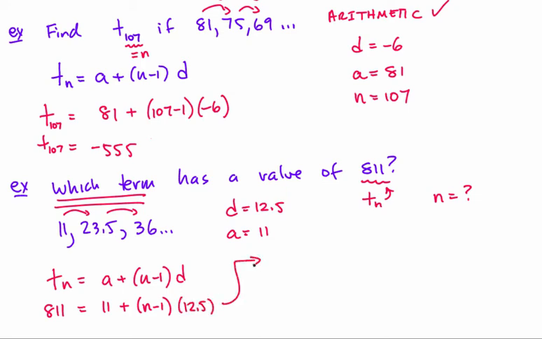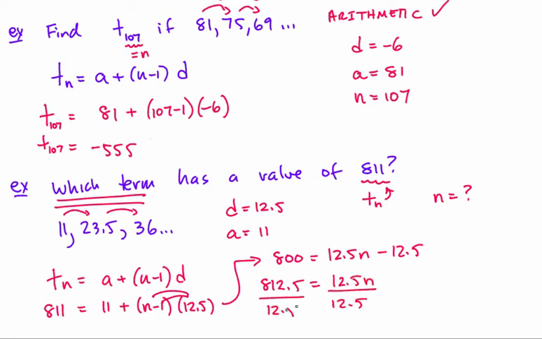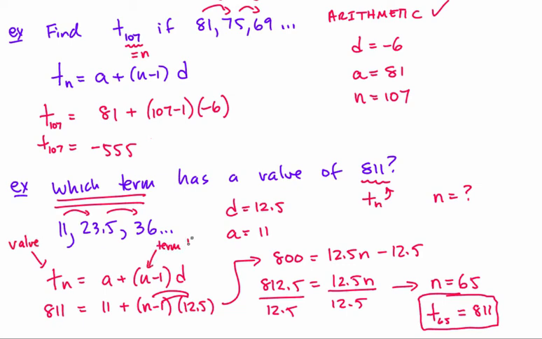And this is a little bit of algebra to solve, so I could subtract 11 on both sides, I get 800, and then distribute this part, I get 12.5n minus 12.5. I add 12.5 to both sides. 812.5 is 12.5n, and divide both sides by 12.5. Probably need a calculator to do this, and you will get n is 65. So that tells you that we are dealing with the 65th term of 811. So again, this is the value and this is the term number, like how many terms are we counting along our list.